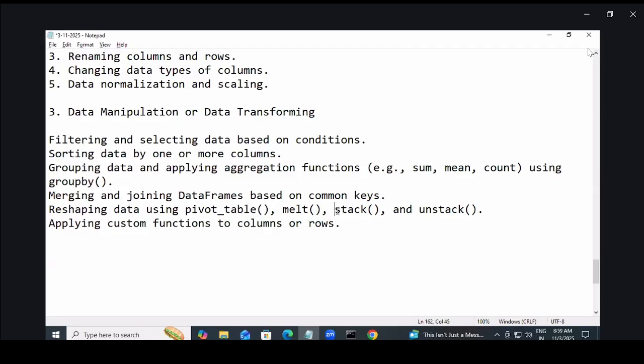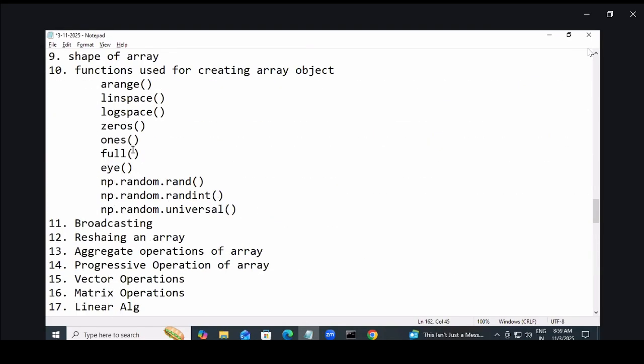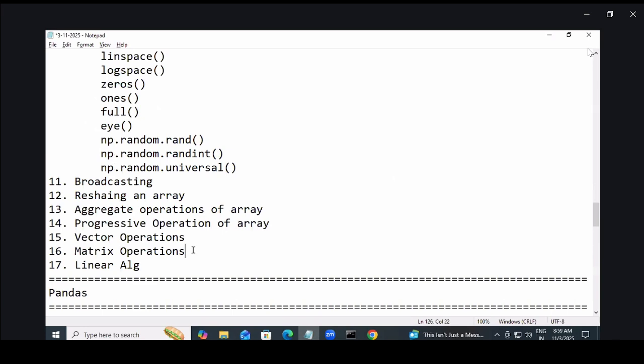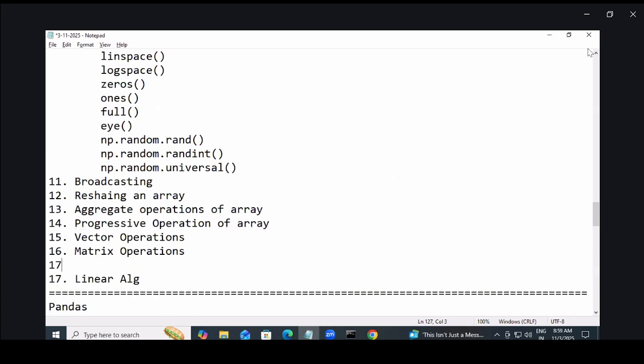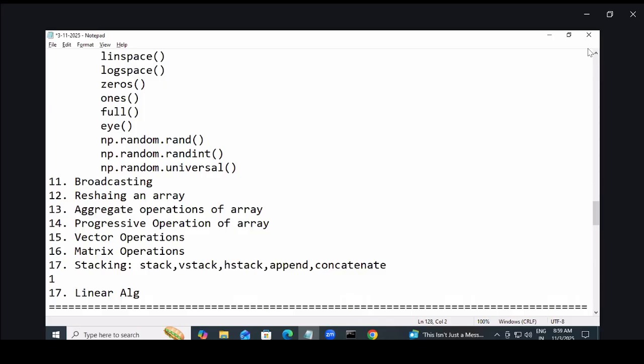Have you seen append, concatenate? I have not written here. In these topics, I have not written. A lot of things are missing here, right? Okay, this is what we have seen: stacking. And in stacking, I said stack, V stack, H stack, append, concatenate.